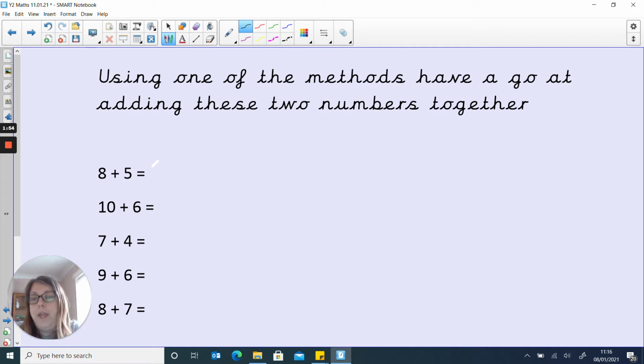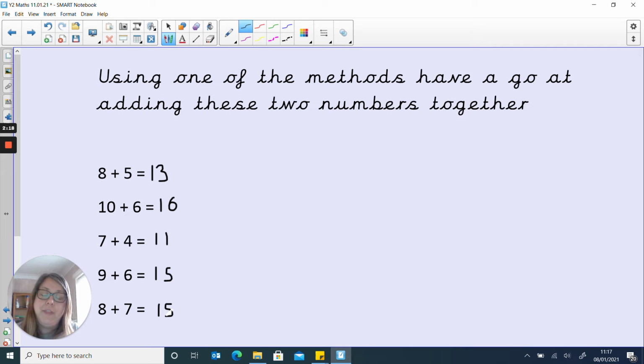So I know that 8 add 5 is 13, so you can give yourselves a tick if you have managed to do this. 10 and 6 is 16, 7 and 4 is 11, 9 and 6 is 15, and 8 add 7 is also 15. Give yourselves a round of applause if you managed to do that right.